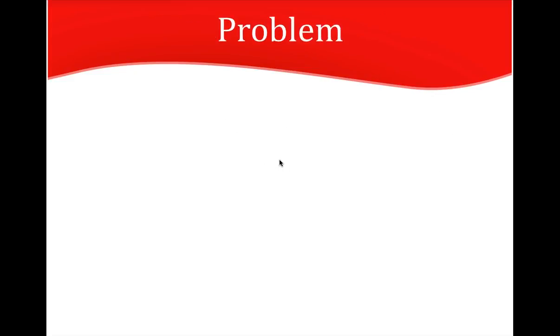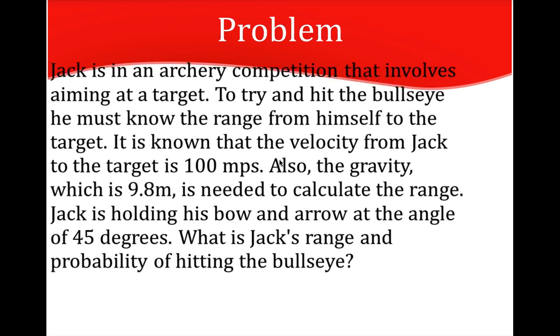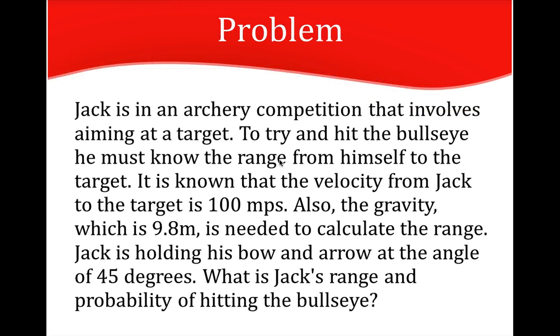Problem: Jack is in an archery competition that involves aiming at a target. To try and hit the bullseye, he must know the range from himself to the target. It is known that the velocity from Jack to the target is 100 meters per second. Also, the gravity, which is 9.8 meters, is needed to calculate the range.